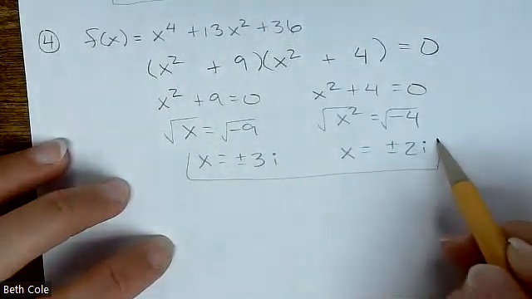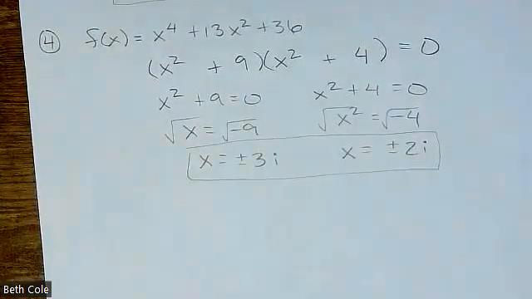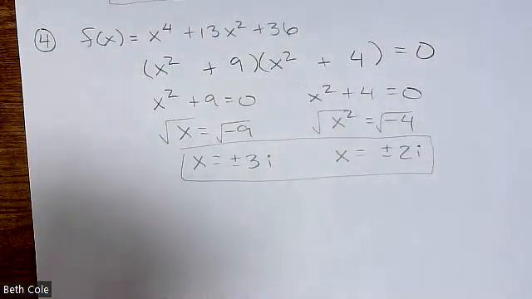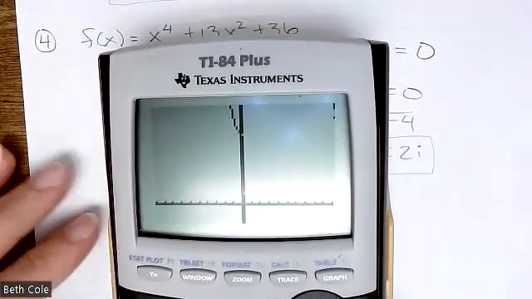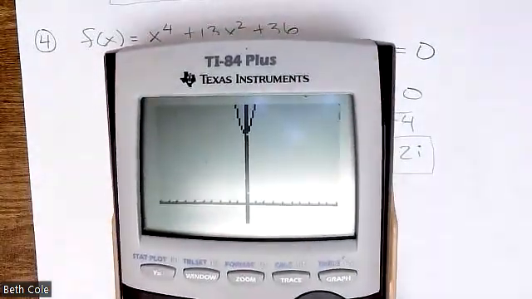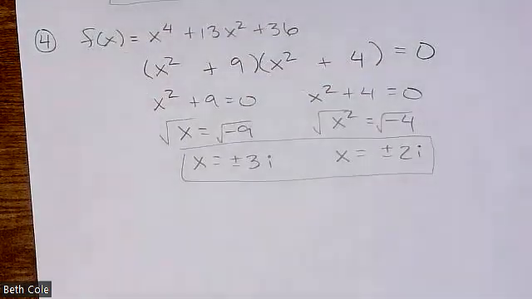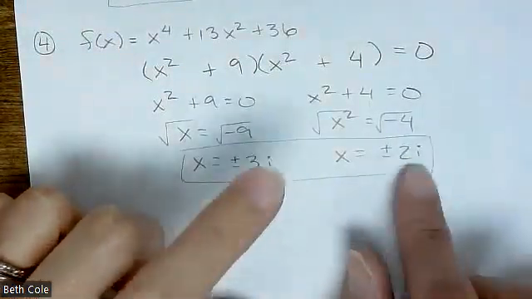What reinforces what we looked at on the graph is that the graph did not touch the x-axis. And to be clear, this graph exists. It's just up 36 units here. I'll change my window and show it to you so you can see the graph. See, it exists up there. It just doesn't touch the x-axis. So that's why they were all imaginary. But we got 4 answers: plus and minus 3i, plus and minus 2i.